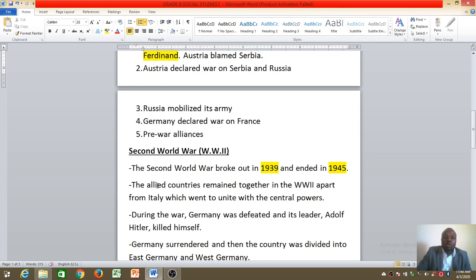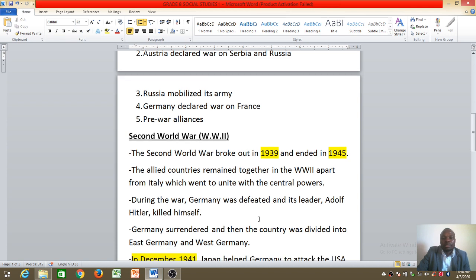During the war, Germany was defeated, and its leader, the dictator Adolf Hitler, whom we looked at, killed himself. You know, it's a big shame. Your country has been defeated so badly, and the only thing that you can do is commit suicide. You don't have the courage, you fear, you are looking at yourself as inferior. So he decided to kill himself after the Second World War.